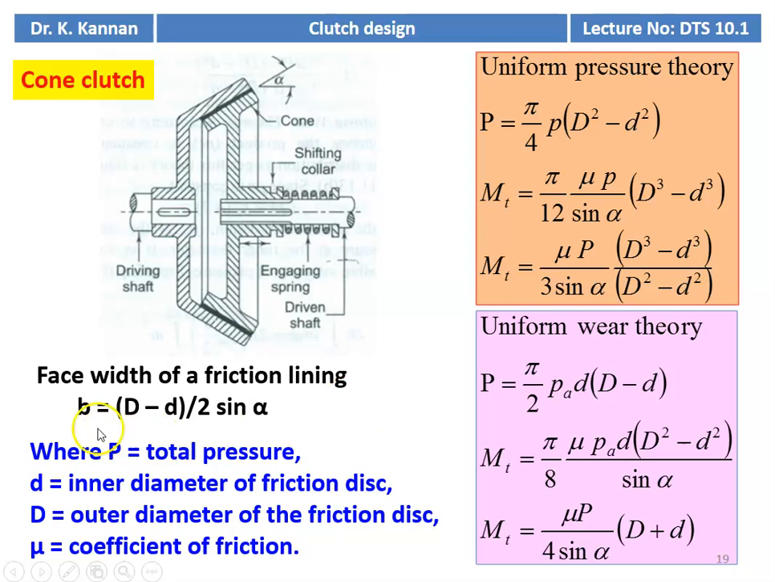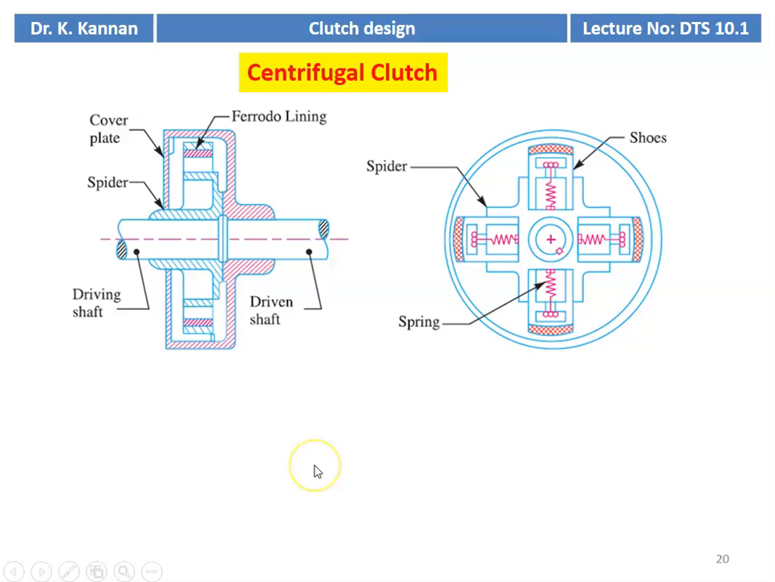of the friction lining b equals (capital D minus small d) divided by 2 sin alpha, where P is the total pressure, small d is the inner diameter of the friction disc, capital D is the outer diameter of the friction disc, and mu is the coefficient of friction, and Pa is the intensity of pressure in newtons per millimeter square. And centrifugal clutch.